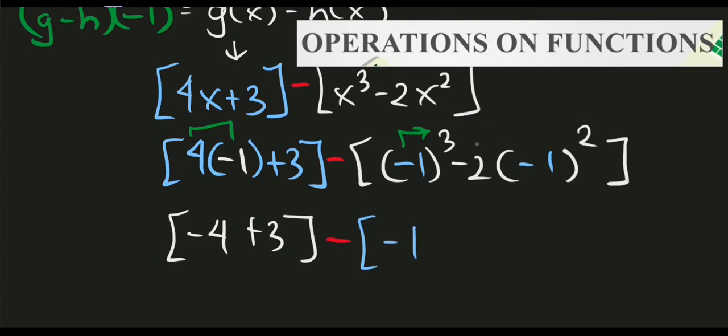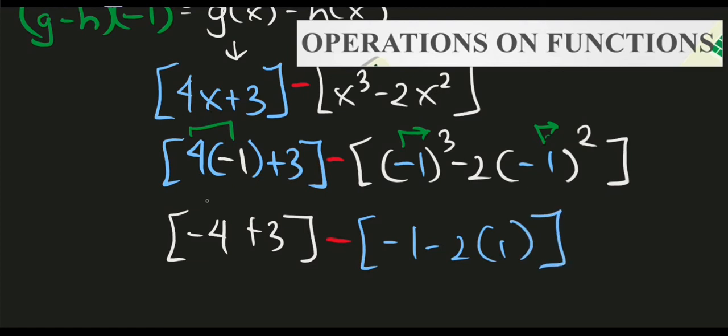And then negative 2 times negative 1 squared. So by the way, let's simplify this. We have negative 1 squared, that is equal to 1, okay? Therefore, it will give us minus 2 times 1. Right, so let's simplify this.